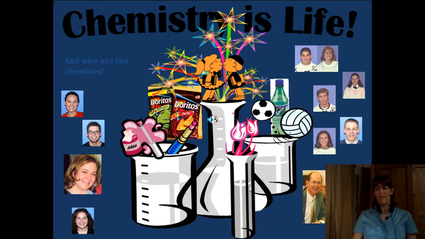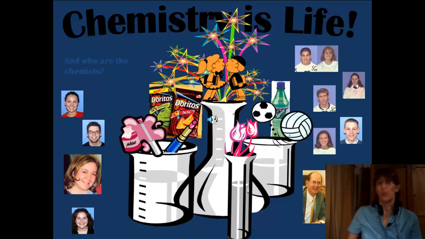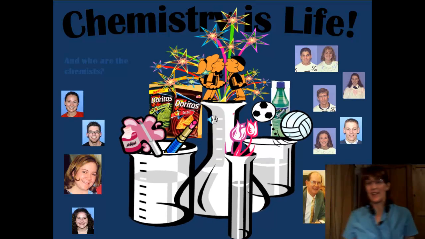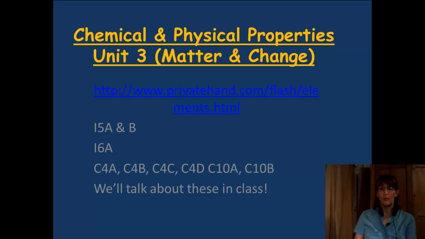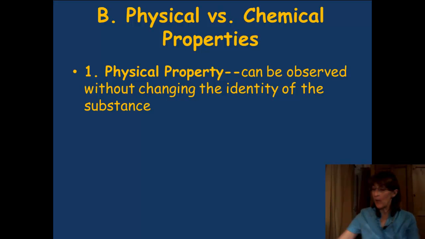And again, now we have PowerPoint number 6 for Unit 3, and we're talking about chemical and physical properties and characteristics. So PowerPoint number 6, chemical and physical properties. We have the TEKs that are listed there for you. We'll talk about those in class again. And we're on capital letter B, which should be on page 6 on your notes.